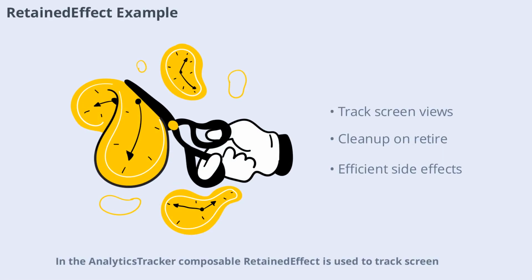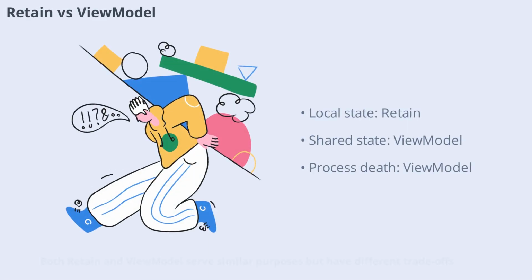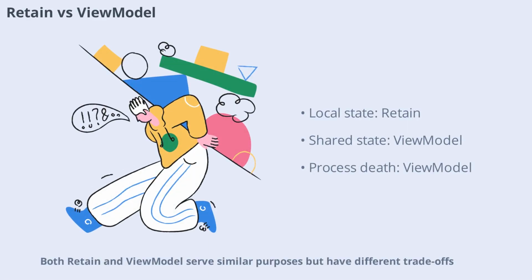In the AnalyticsTracker composable, RetainedEffect is used to track screen views and dispose the tracker when retired. This ensures that analytics tracking persists across configuration changes but is properly cleaned up when the composable is permanently removed. This pattern is ideal for managing side effects that are tied to the retention lifecycle, providing a clean and efficient solution. Both Retain and ViewModel serve similar purposes but have different trade-offs.